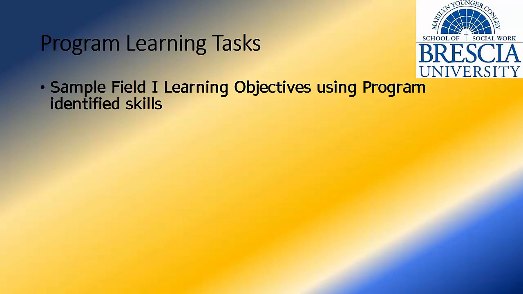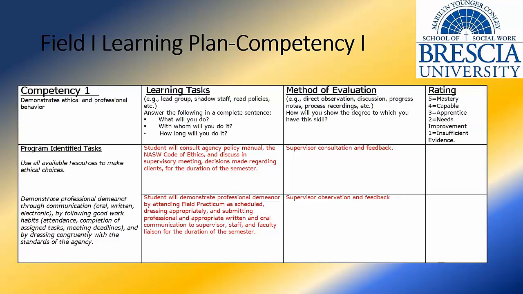Let's take a look at a sample Field 1 learning plan which uses program-identified tasks that reflect the tasks identified by the CSWE as encompassing the competencies. The following slides represent the competencies as listed on the learning plan. The first column heading names the competency, and the column body names the specific task expected to be demonstrated. The second column heading gives instructions for developing the competency task, and the body of the column is where the developed task is listed. By answering in sentence form, what will you do, with whom will you do it, and how long will you do it, you've not only made clear how the skill will be demonstrated, but you have also added a component of measurability.